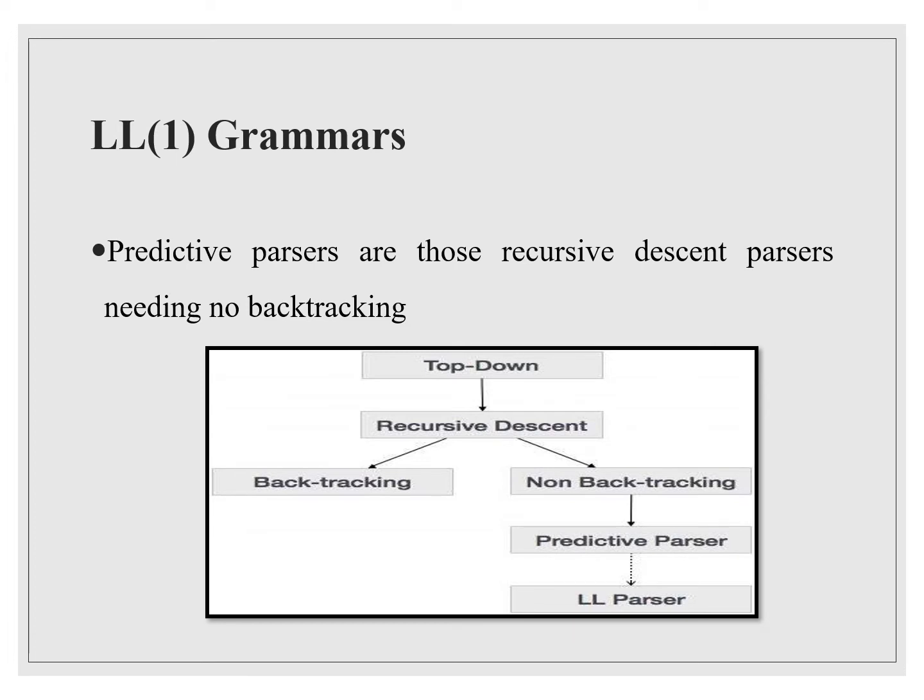So what is a top-down parser? The top-down parser is called a recursive descent parser. And in recursive descent parsing, there are two methods: recursive descent parser with backtracking and recursive descent parser without backtracking. Here on the right side is the non-backtracking method. Recursive descent with the non-backtracking method is called a predictive parser. So what is a predictive parser? It is also called recursive descent with non-backtracking.